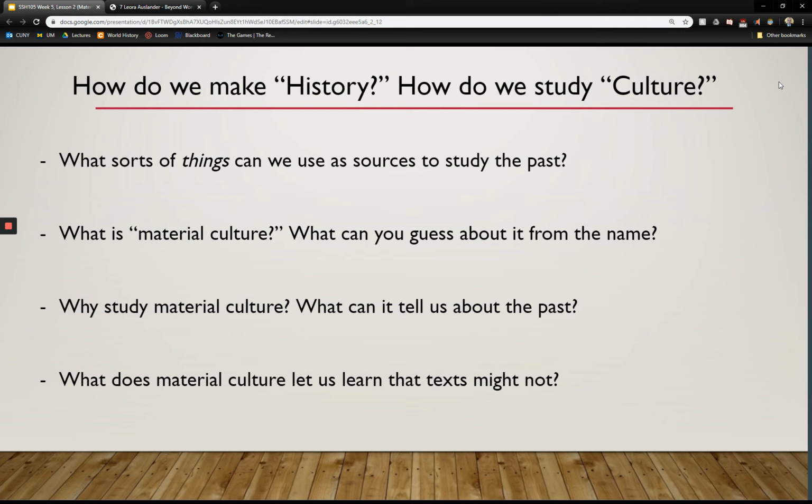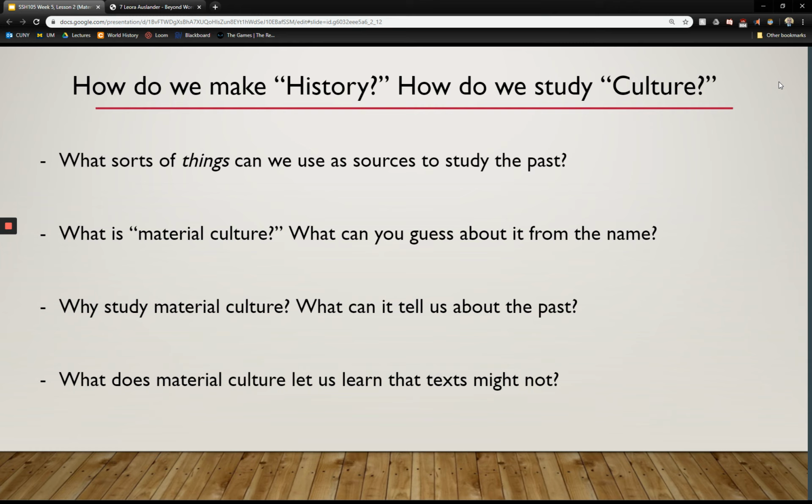We've already talked a little bit about material culture and what it can tell us about the past. And I will refer you to that article, Leora Oslander's Beyond Words, if you want to learn more about that. And in terms of what material culture lets us learn that text might not, I've already touched on that. You also get a sense of things like consumption and use of resources. The use of the environment around you is more apparent when you're looking at objects and landscapes as opposed to just written words. Another thing to be said is that people can lie pretty regularly in their written sources.